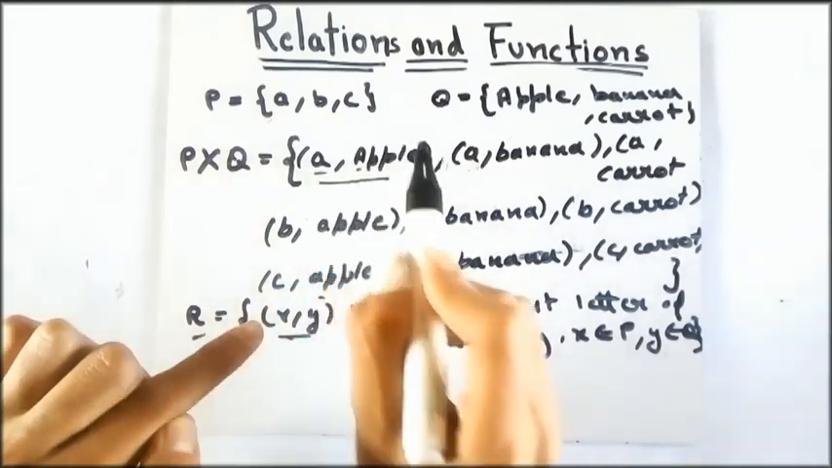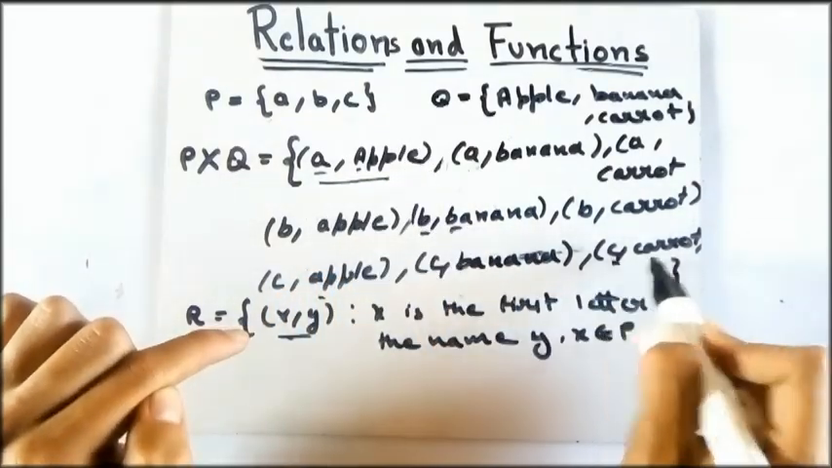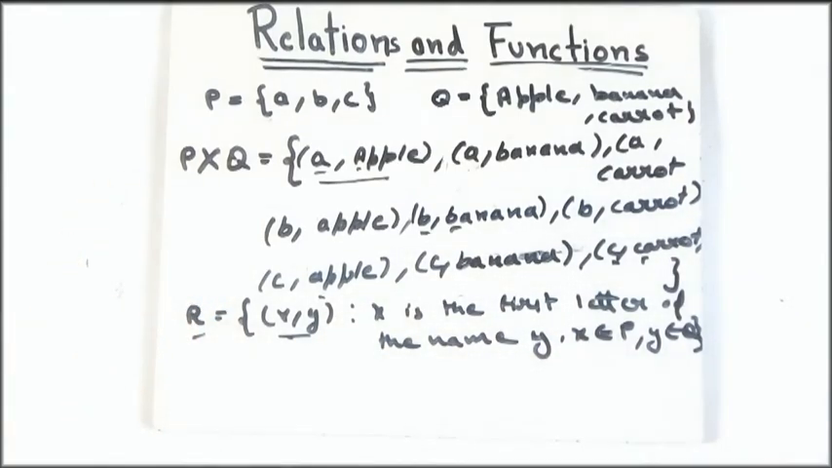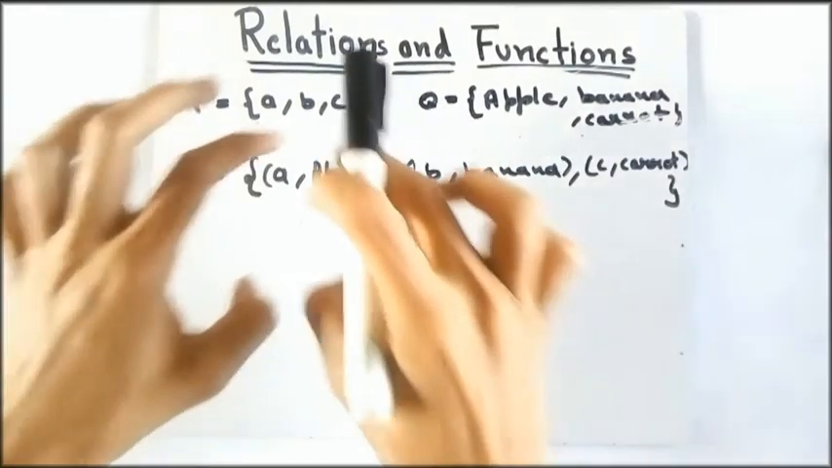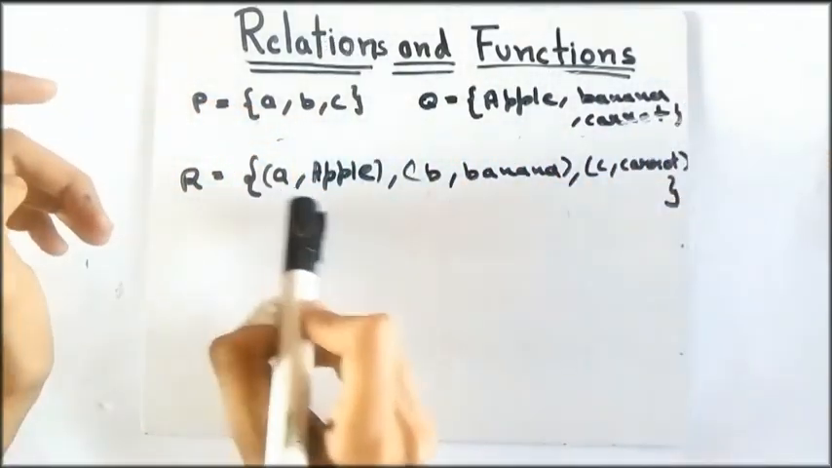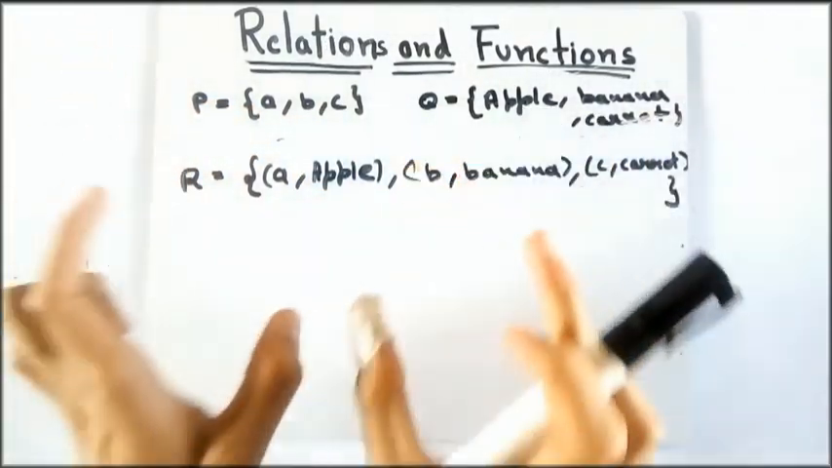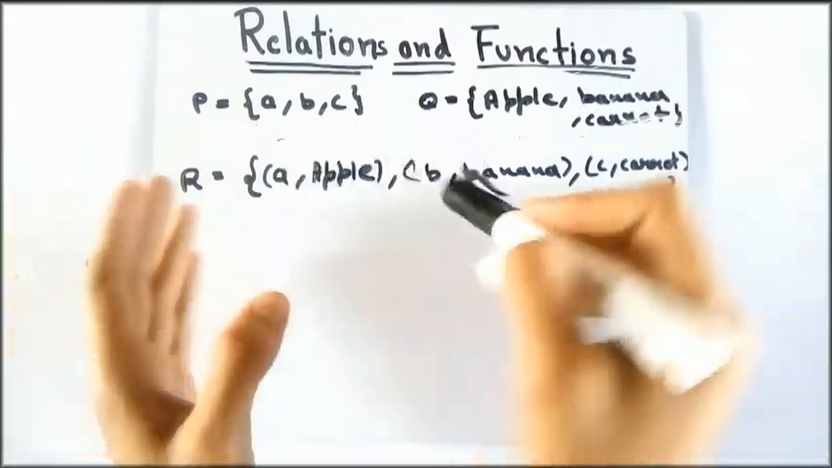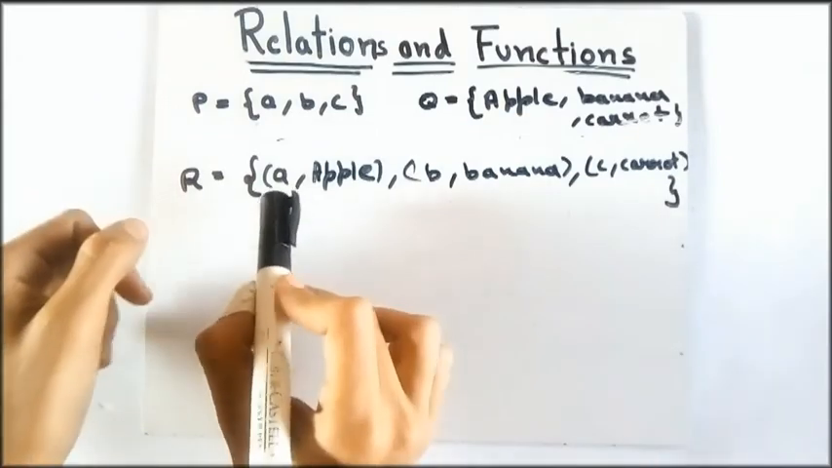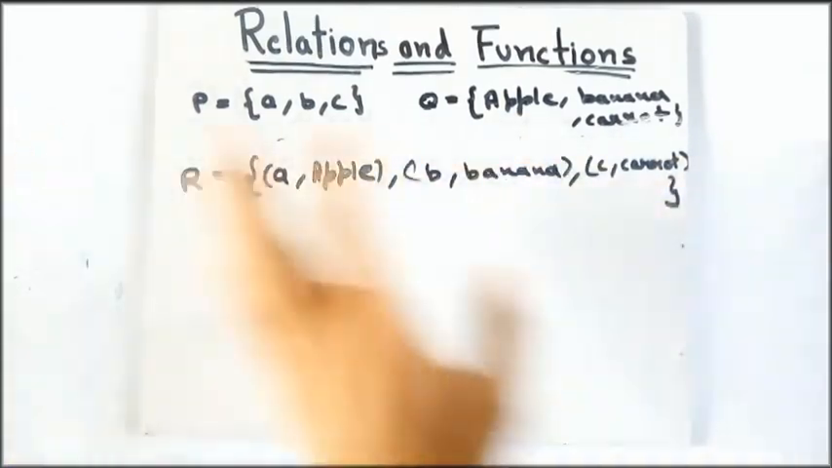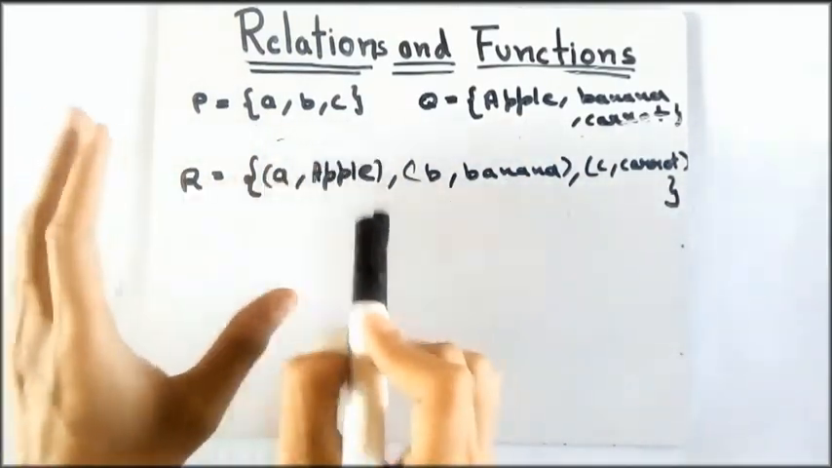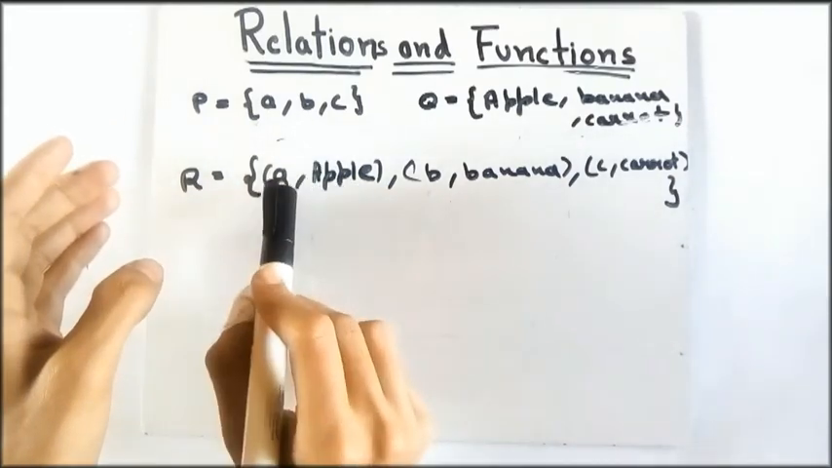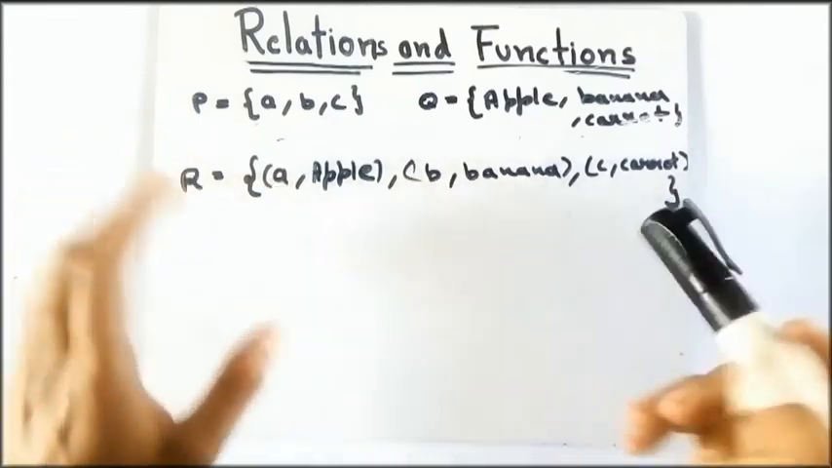For example, this, and this. So now let's obtain this. Now this set is obtained, that is (a, apple), (b, banana) and (c, carrot). So this is a relation from that set to this set. A relation is also a set here, and this tells us that x should relate to this one with the same first letter.